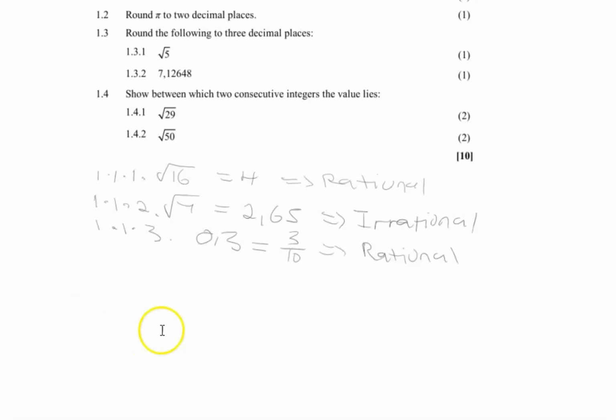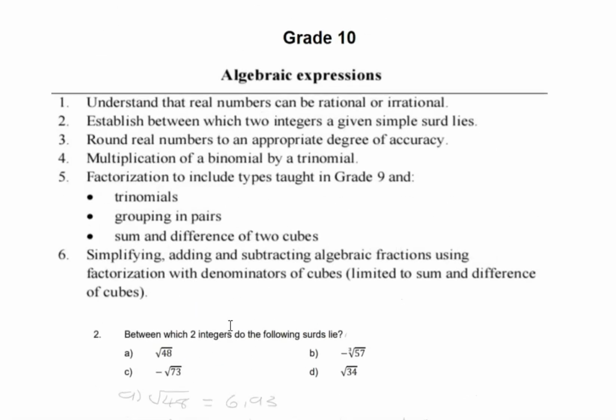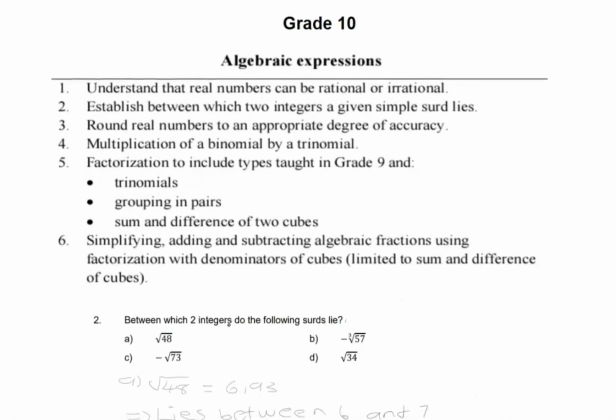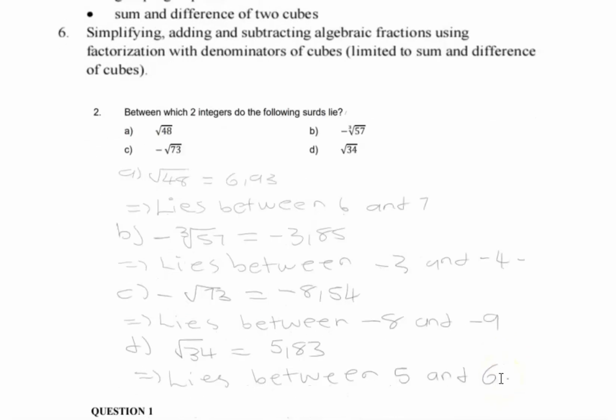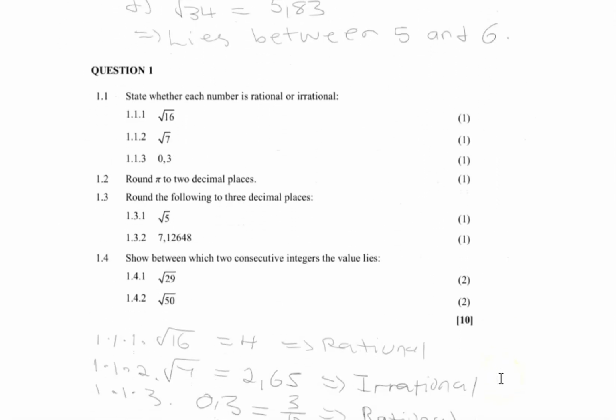Question 1.2 falls under concept number 3, where you are expected to know how to round off real numbers to an appropriate degree of accuracy, which in simple terms, you just have to learn how to round off your numbers close to 2 decimal places, 1 decimal place, 3 decimal places. It will depend on what the question requires.